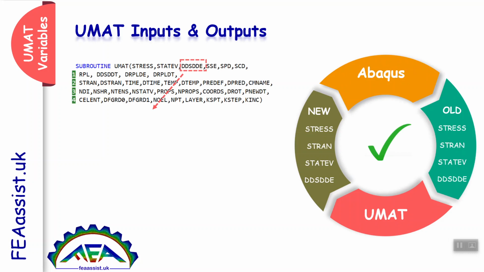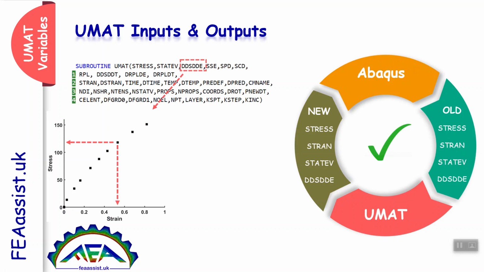Here, as an example, we explain one of the most important variables of UMAT, which is DDSDDE. Consider you have a stress and a strain at this point, and you want to compute or predict the stress at the next point. How can you do that? The first thing that comes to mind is that you have the slope of the diagram. If you have the slope of delta stress with respect to delta strain, then you can linearly solve this problem and predict the stress at each point.